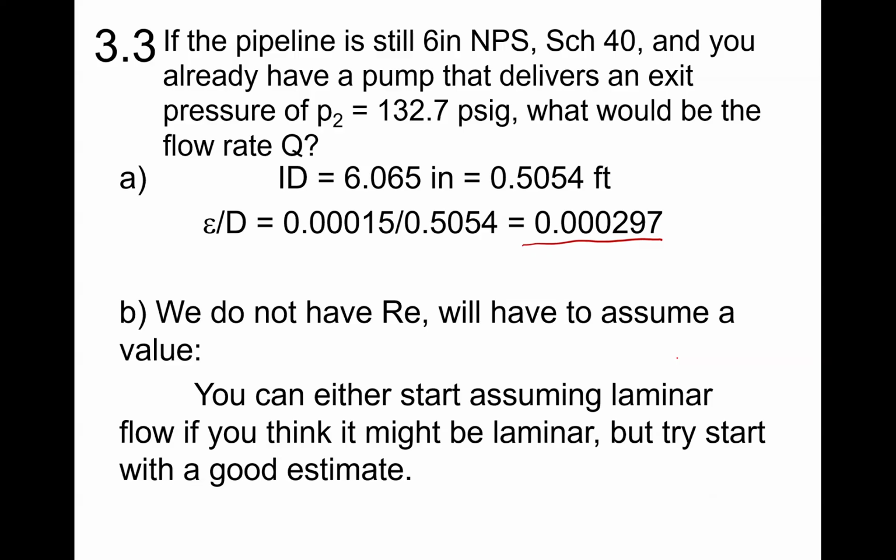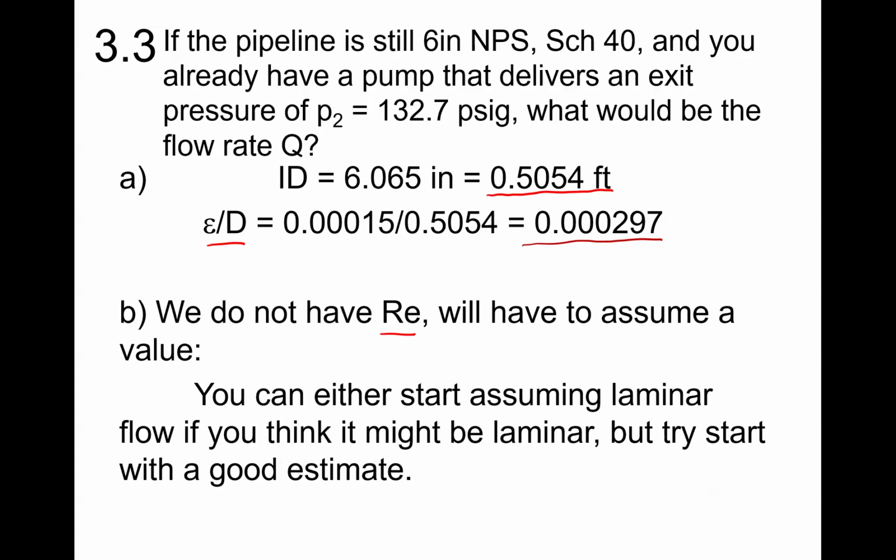Because here's the problem. I have my inner diameter. I can calculate 0.5054 feet as my inner diameter, which means that I have my epsilon over D, 0.000297. The problem is that I don't have a Reynolds number. Not having a Reynolds number creates a problem. I do not have my friction factor.